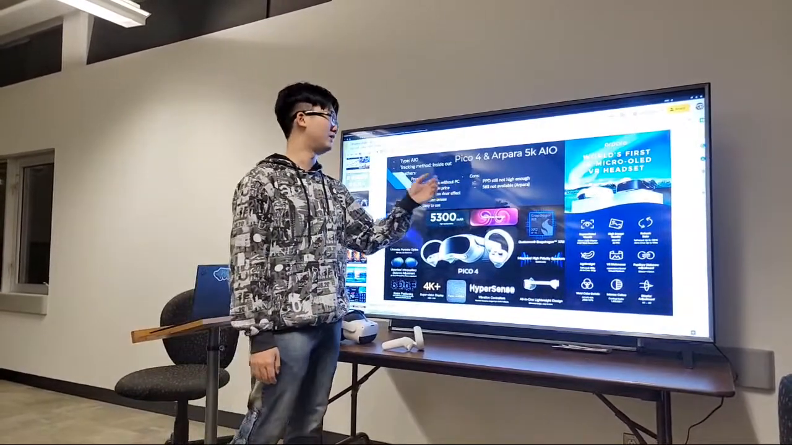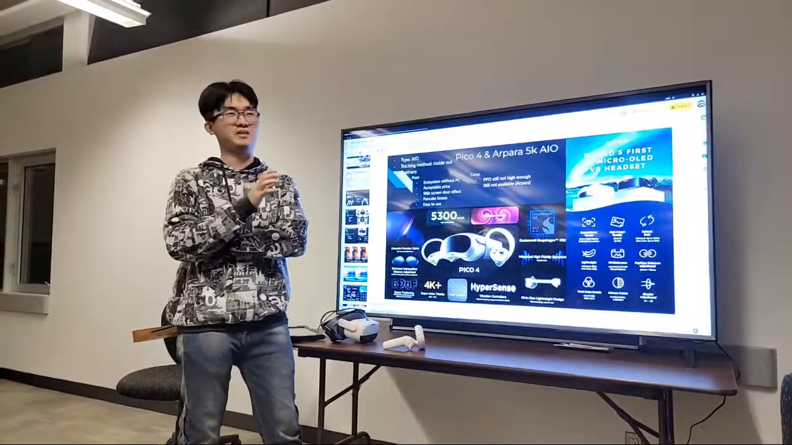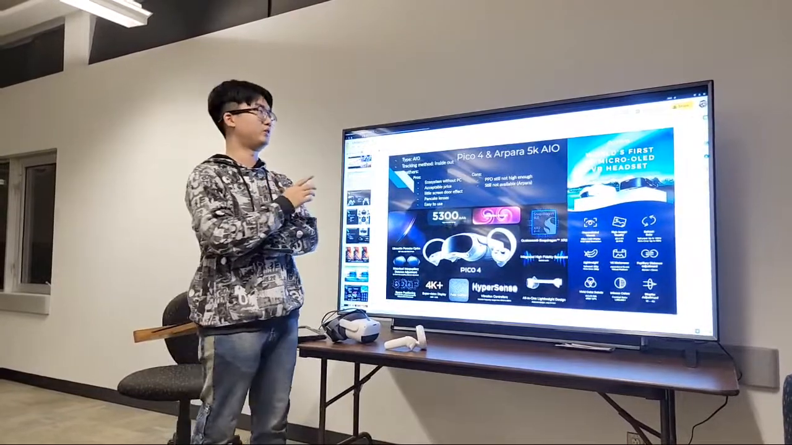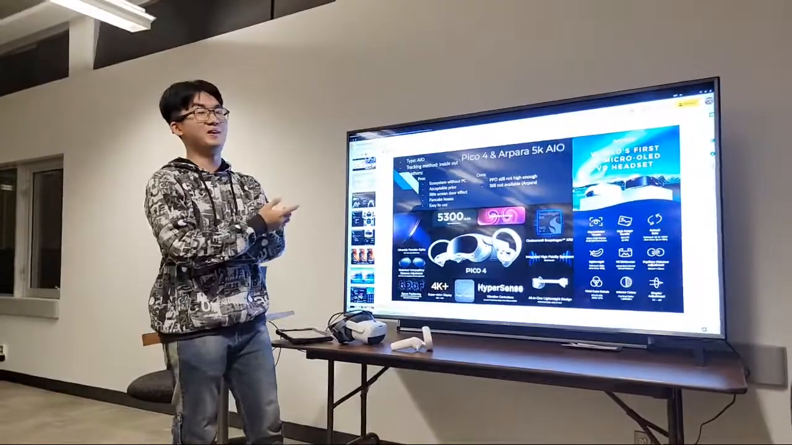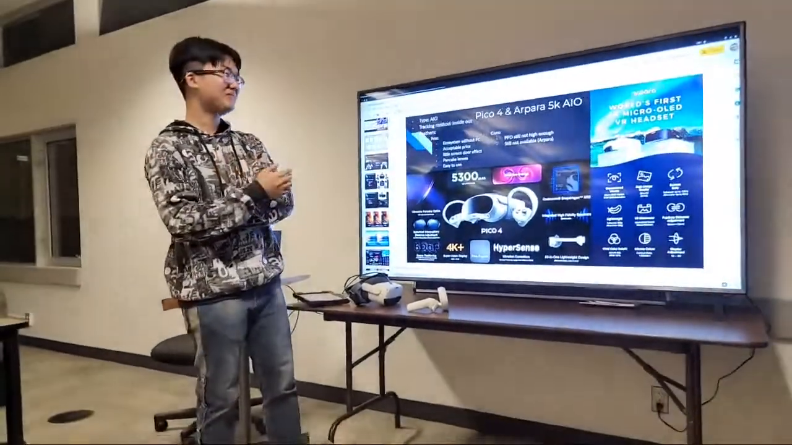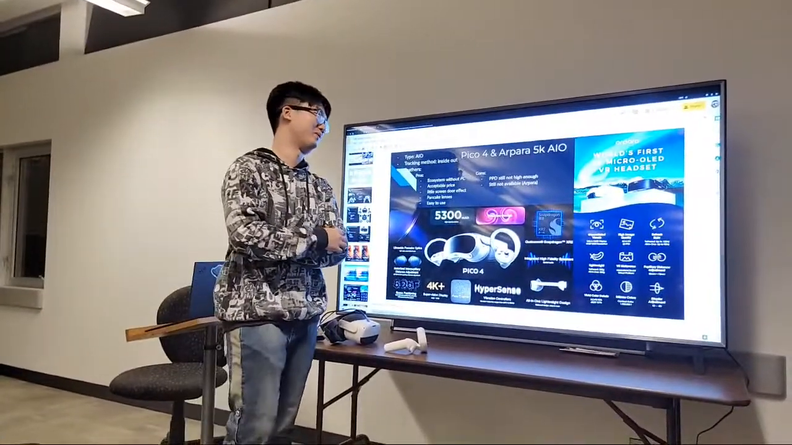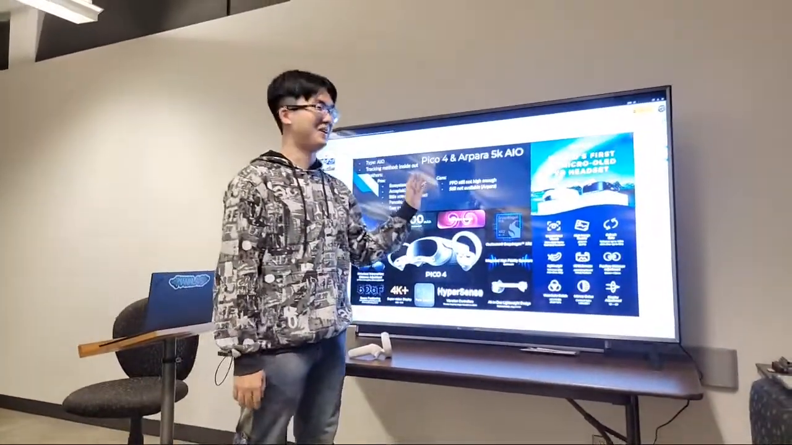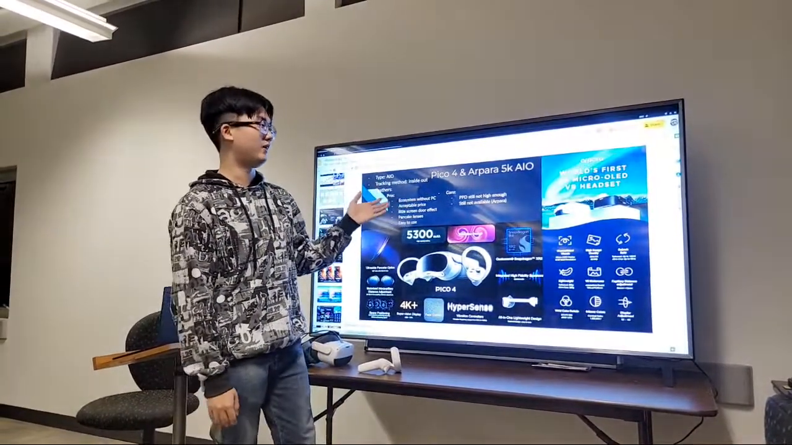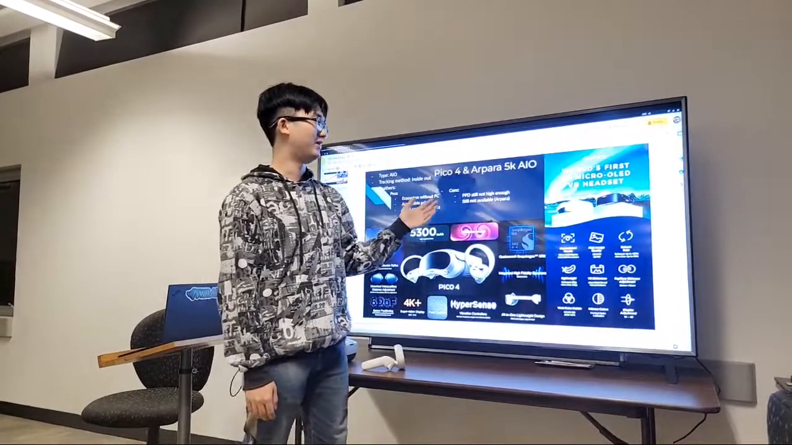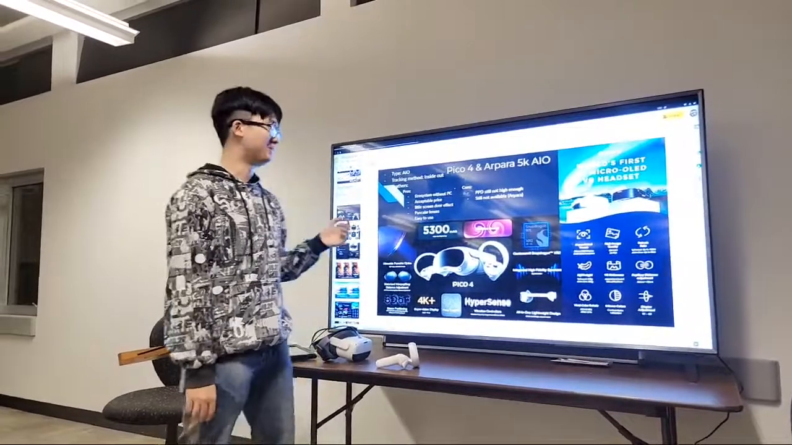And this is the Opera 5K AIO. It's not as popular a headset, but I want to introduce it because I ordered it, and it's delayed for half a year. It really makes me upset. But this headset also has very high PPD. It also has 35 PPD. And it's relatively affordable. The only problem is it's delayed.